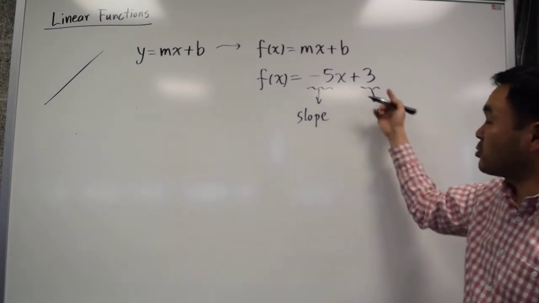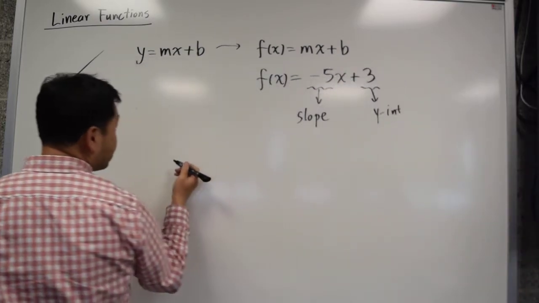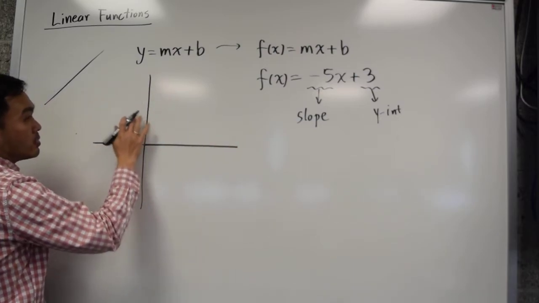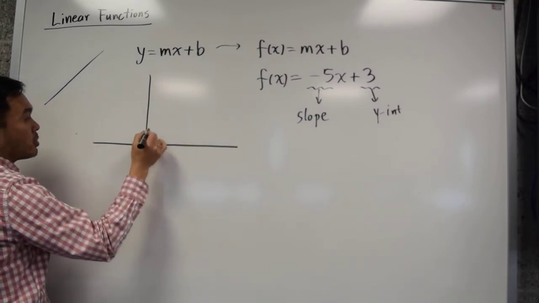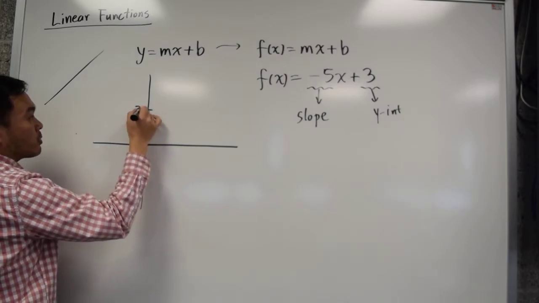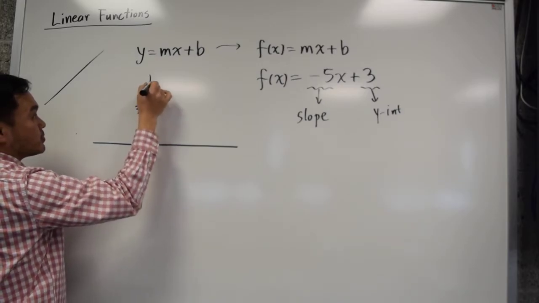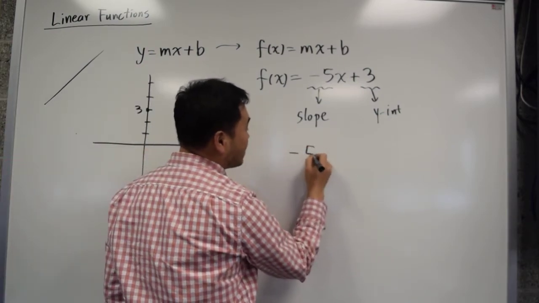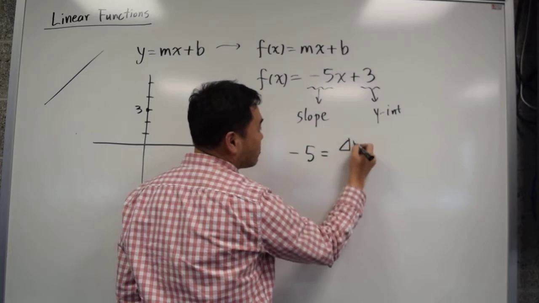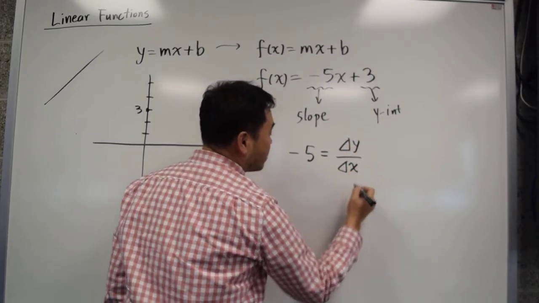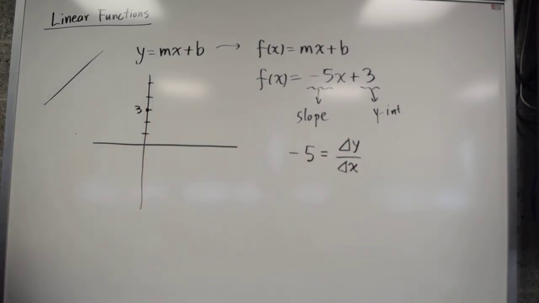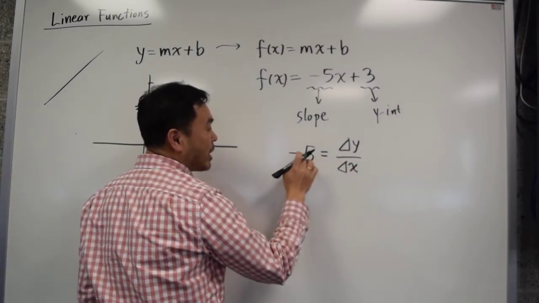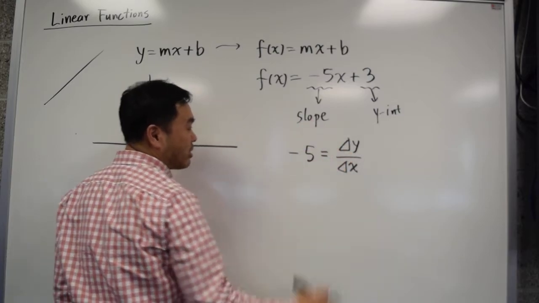So if you wanted to draw this graph, you would do the following. Y-intercept is 3, so it's 1, 2, 3, you're right here. And slope negative 5 means, well, this is change of y over change of x, right? So that means every one change of x will bring about negative 5 change in y.